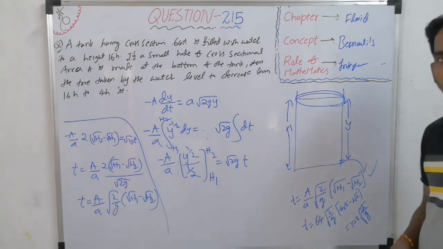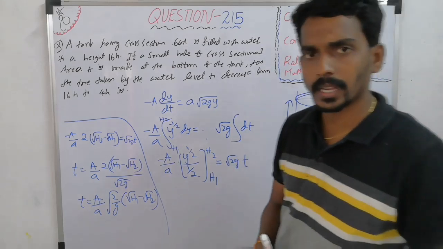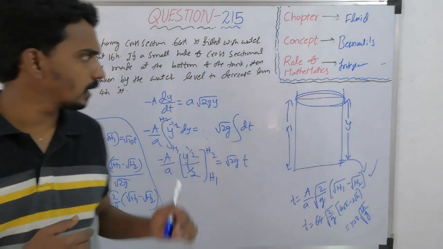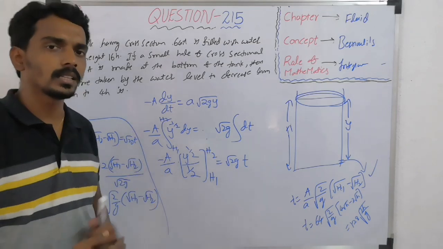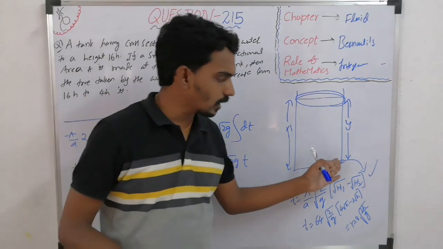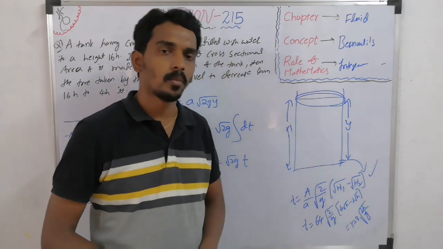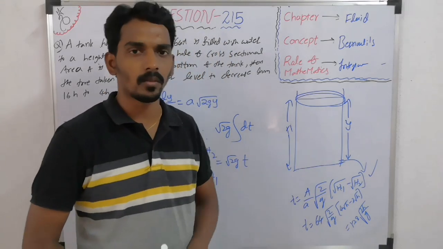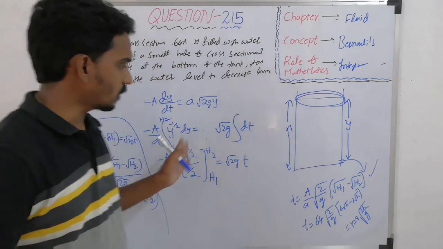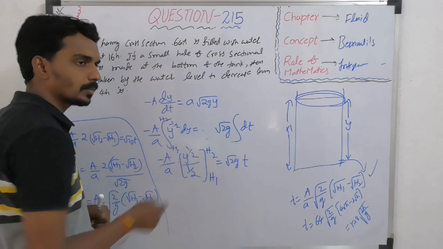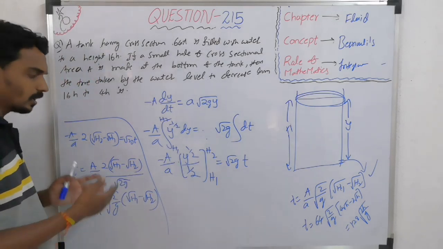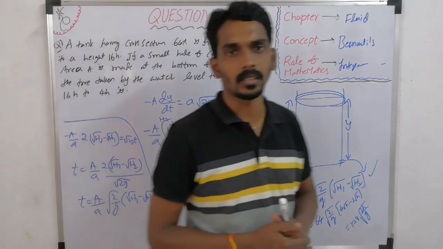So this is the way you can find the time taken to reduce the level in a container or tank from one level h1 to another level h2 because of a hole made at the bottom or at any side wall. You can understand this using the concept of Bernoulli's principle and the equation of continuity with the help of integration. Thank you.